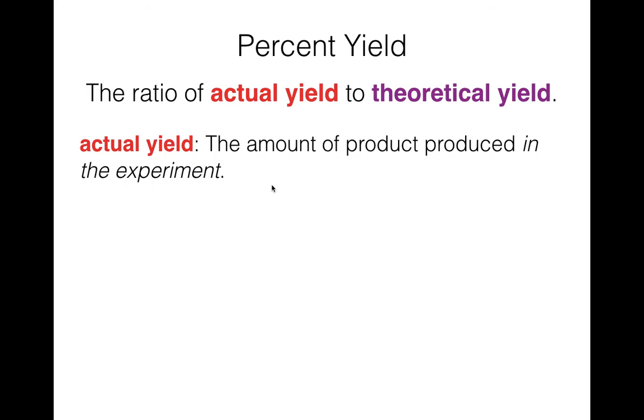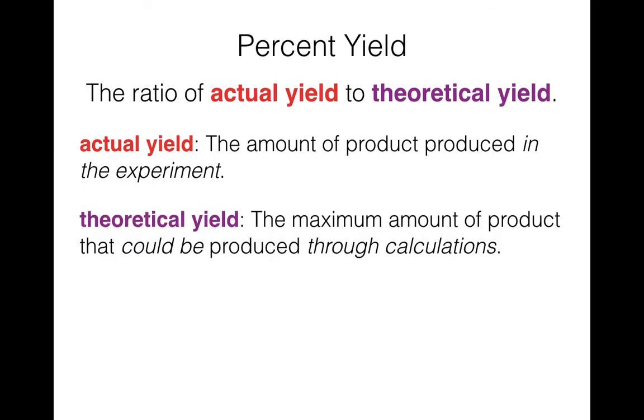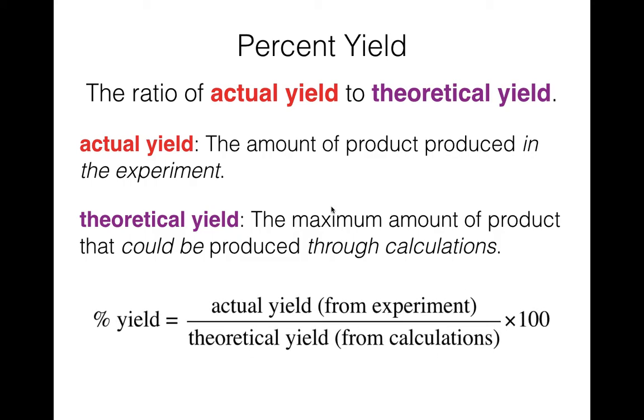That's your actual yield. The theoretical yield, you have to do some work. The theoretical yield, remember, is the maximum amount that we could produce through calculations. So this is, theoretically, if everything went perfectly, that's how much you would produce. So you have to calculate that, and it will usually be a mass-to-mass conversion based off of your balanced chemical equation.